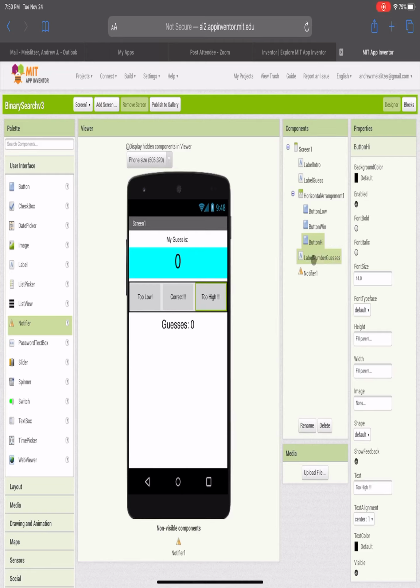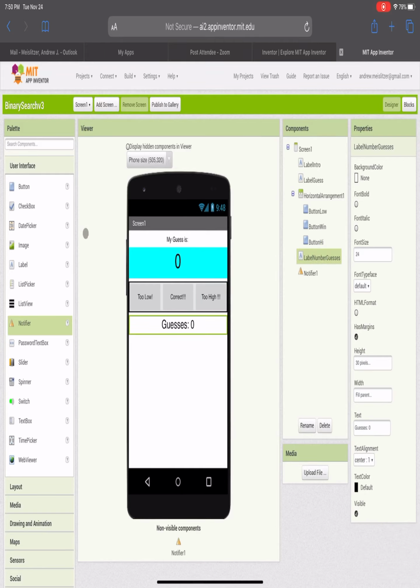And the next thing I did was I grabbed another label from here, dropped it in here, and like what I did with this one over here, I changed the name of it to label number guesses, because this label is going to specifically count how many guesses were made to find the target number, while this label guess is basically guessing the correct number, the target number that it needs to find. So this one down here I renamed to label number guesses.